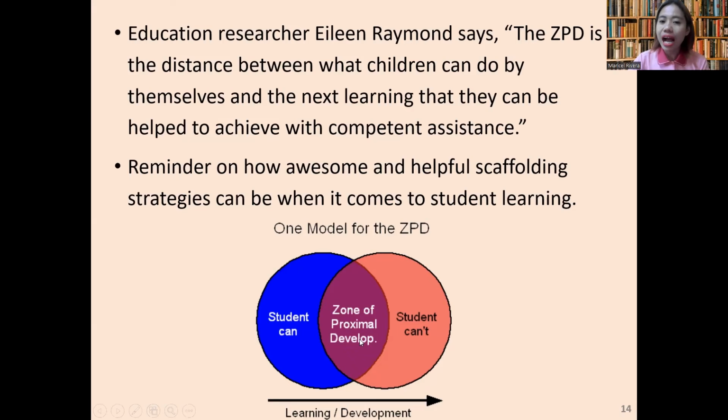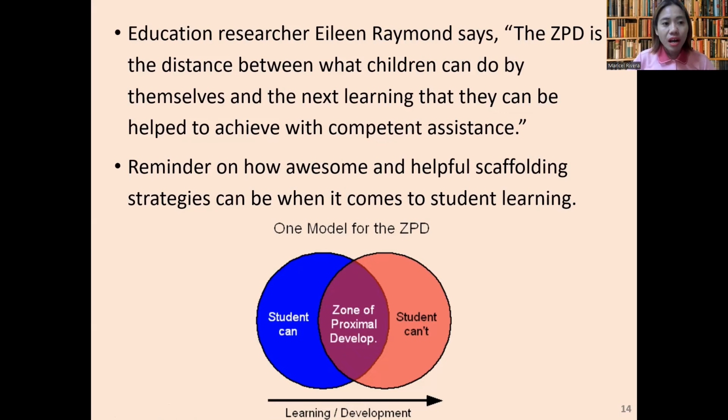Okay, because between what the student cannot do and what the student can do, that is where you continue to fill in, to develop the learning of the child. That is the zone of proximal development. I believe this is a very good illustration of how we could understand the zone of proximal development.